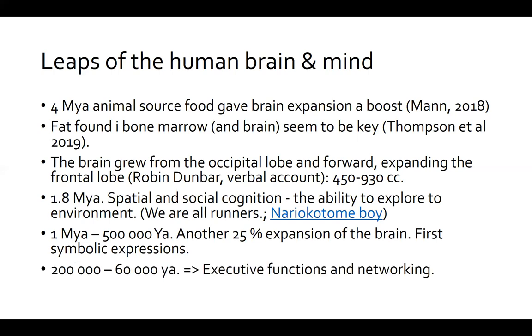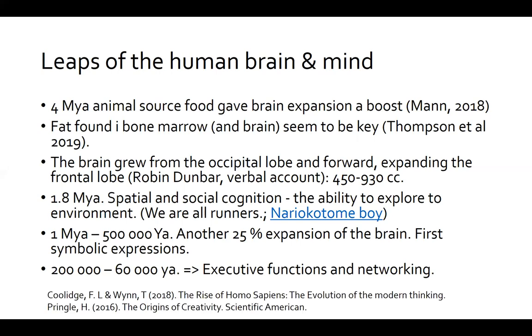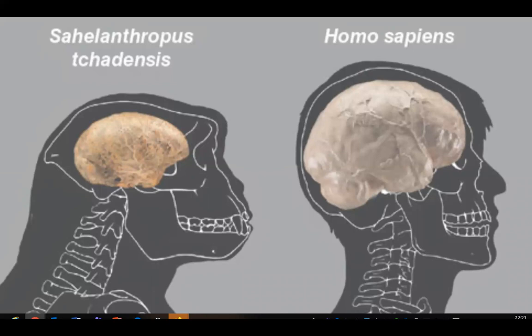And then the last one came about 200,000 to 60,000 years ago. And that's when we acquired, or they acquired, the executive functions and extended their ability for networking. So executive functions and networking are the key factors for entrepreneurial thinking, basically. So this is basically what happened.